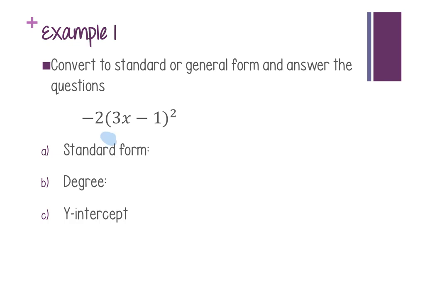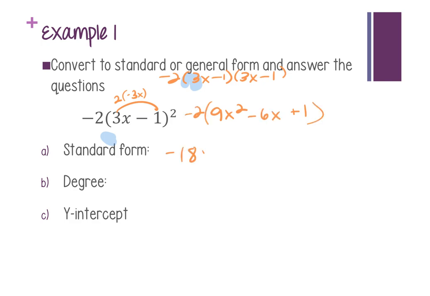All right, so what we can't do is distribute that exponent in, right? You have two choices, and that is I can write it as 3x minus 1 and 3x minus 1, and then FOIL that, and then distribute the -2. Or use your shortcut for squares, which is square the first term, that's 9x squared. Square the last term, it's +1. Double the product, which would be -3x times 2, so minus 6x, and then multiply that times -2. -18x squared plus 12x minus 2. That would be your standard form.